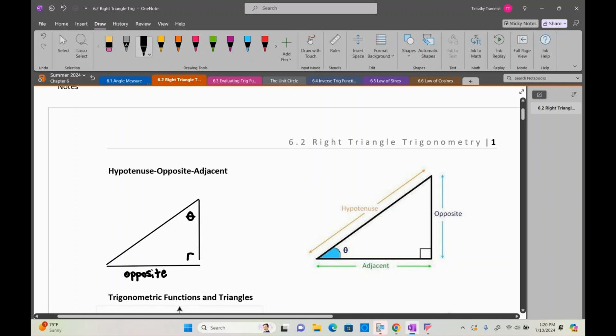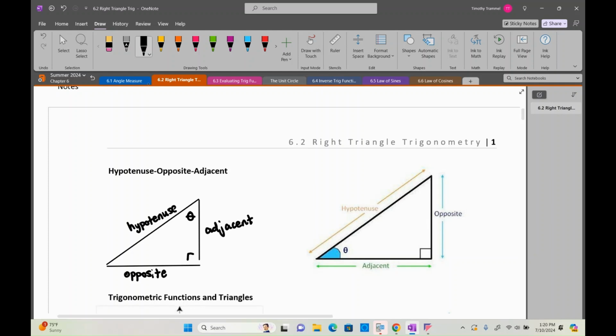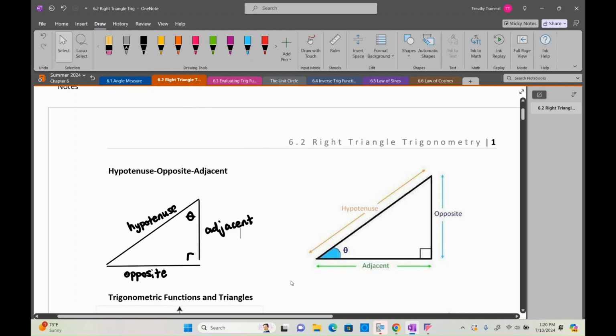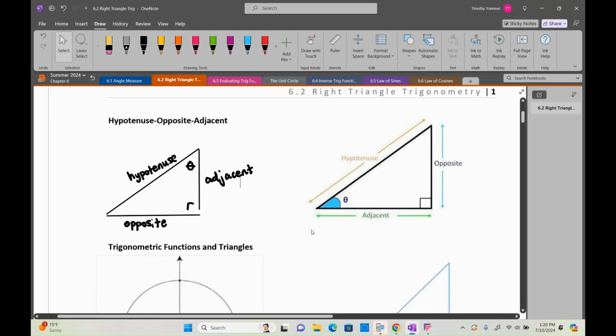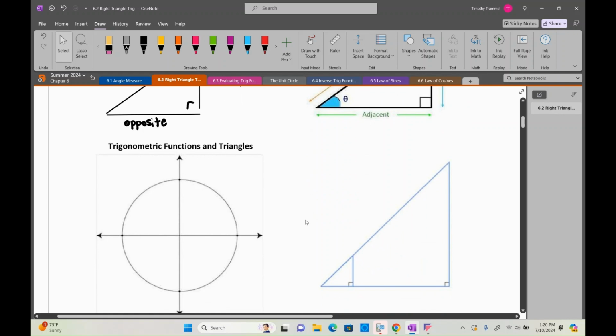Okay. The hypotenuse is still the biggest side. And then lastly over here, this is the adjacent side. The side next to the angle theta that's not the hypotenuse will be the adjacent side. Okay, and so we're going to use this terminology here in a minute or so.